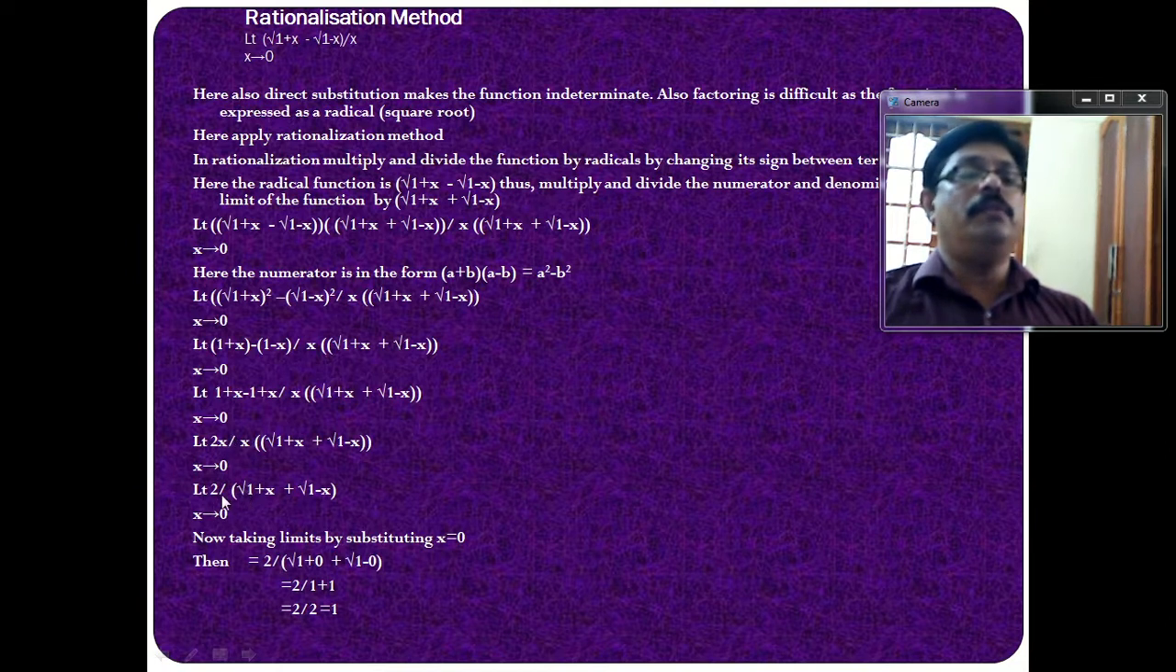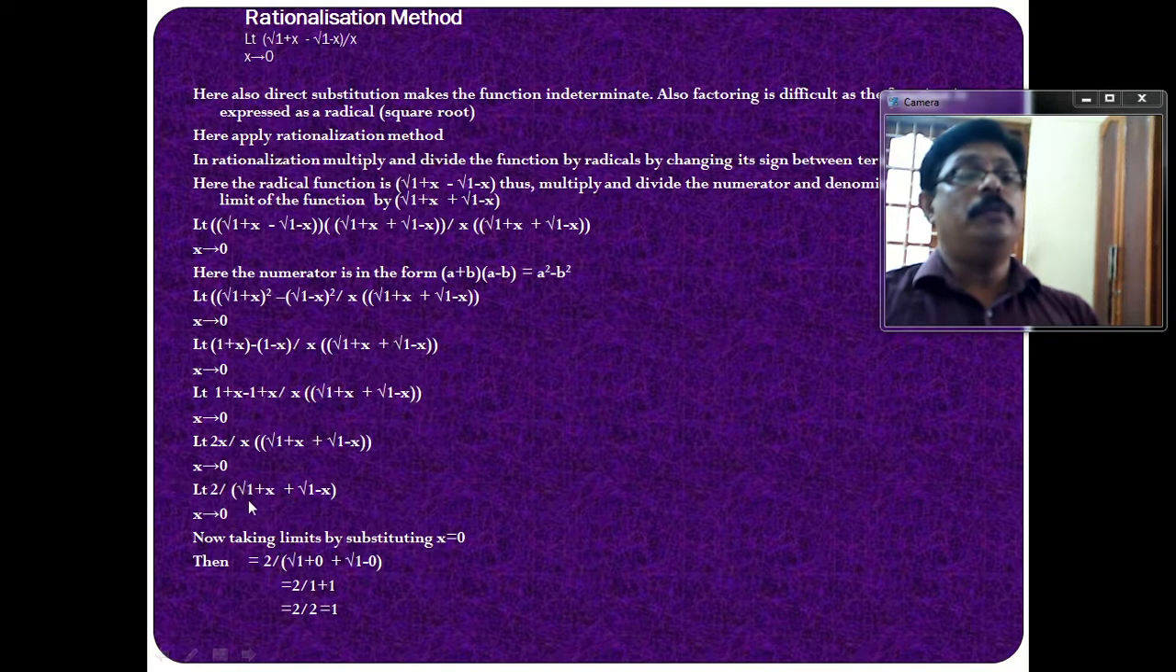And the function will become 2 divided by square root of 1 plus x plus square root of 1 minus x, where x tends to 0. At this point, you can substitute the value of x as 0. You substitute the value of x as 0, the denominator will not become 0.